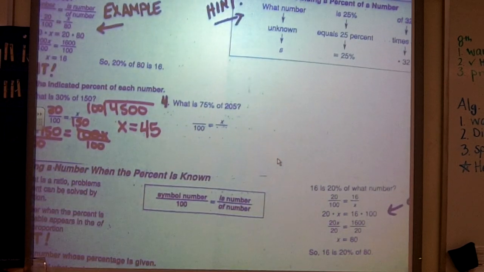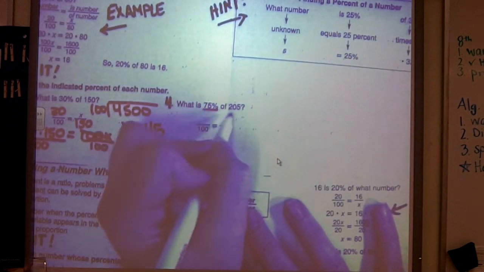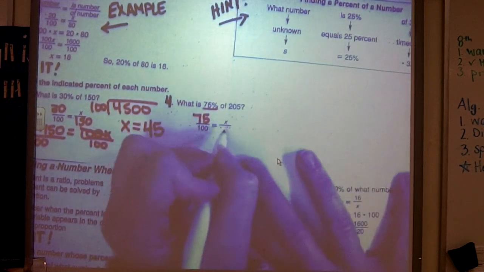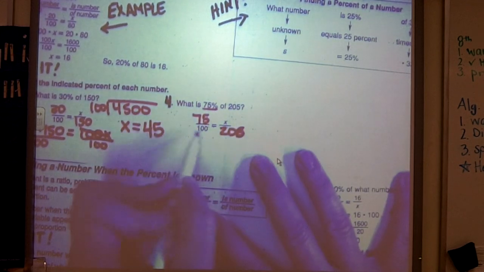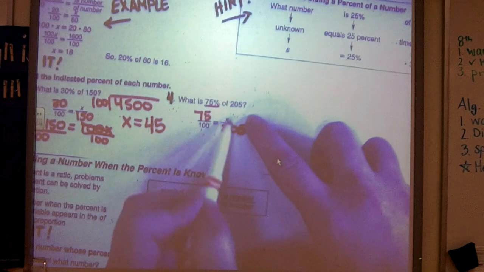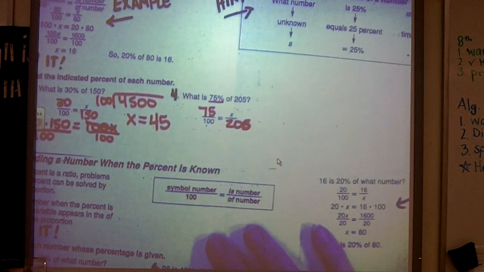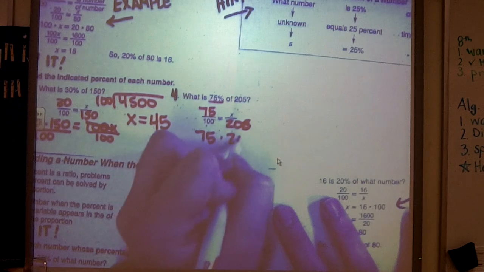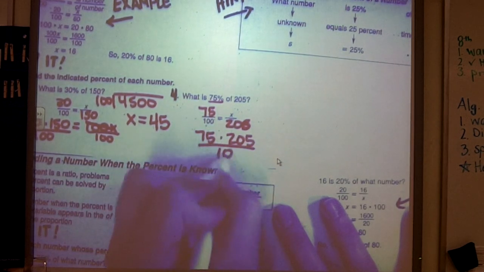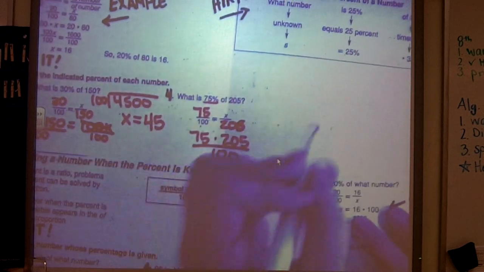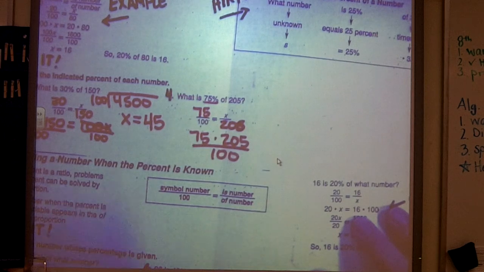Let's try one more. This time it wants to know what is 75% of 205. So obviously 75 goes here and our 205 goes here. 75 over 100 equals x over 205. We're looking for what is 75% of that. So I'm going to cross multiply. And I'll do 75 times 205 and then divide by 100. 75 times 205, please solve for that now. Pause the camera while you do so.